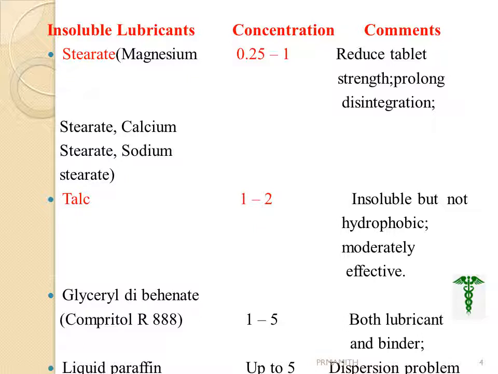Another insoluble lubricant example is Compritol 888, which is the trade name. It is chemically glyceryl dibehenate. It acts both as a lubricant and a binder. Its concentration is 1 to 5%.